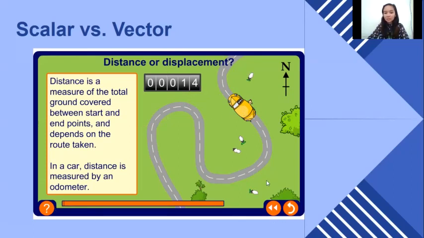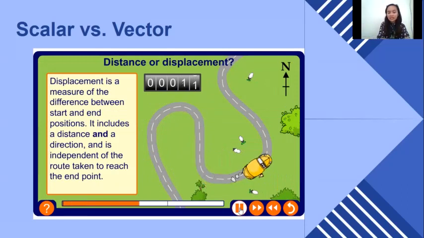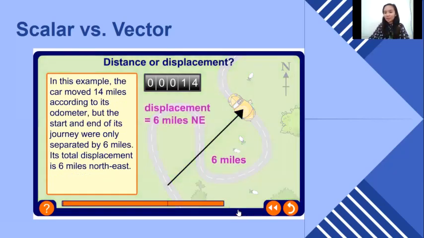Okay. Now what about the displacement? Ano naman sa displacement? Okay. So in this case, it includes a distance and a direction. So ito si displacement. It's different from the distance. In this case, displacement is only 6 miles. Tapos, meron siyang direction which is north-east. So, this is our reference. This is the north. So, since it goes diagonal, that is north-east.